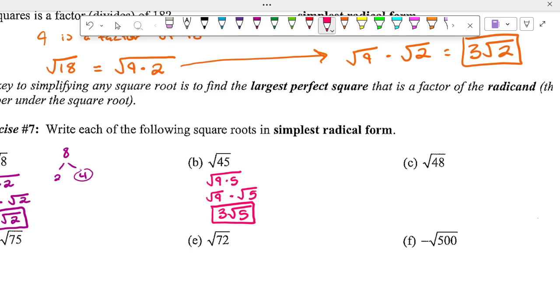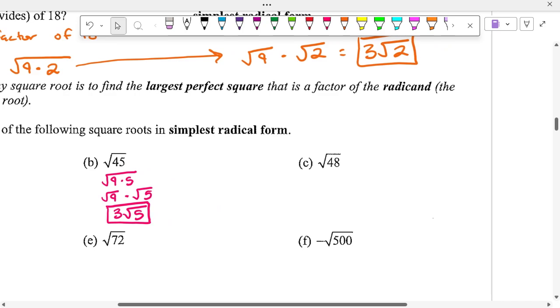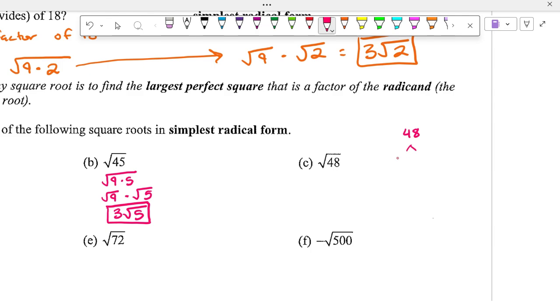Now, 48 might be one where you want to break it down a little bit. All right. So with 48, like I said, it helps to list factors. So what are some factors of 48? 4 and what? 12. All right. So this might not be the biggest one, but let's stick with 4 for a second. So let's say we did 4 and 12. So we had square root of 4 times the square root of 12. I'm just going to go ahead and break it apart. So this is 2 times the square root of 12.